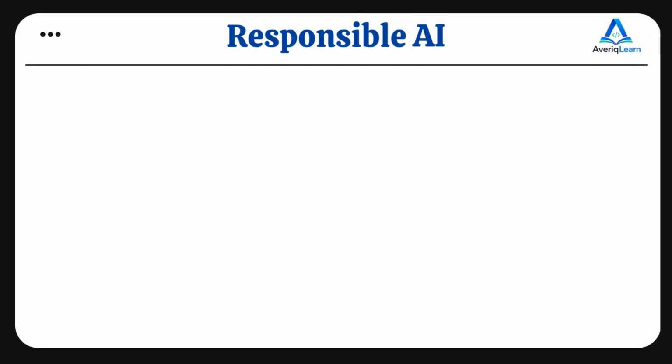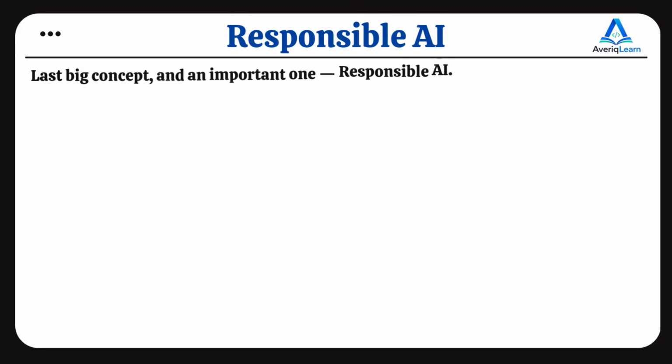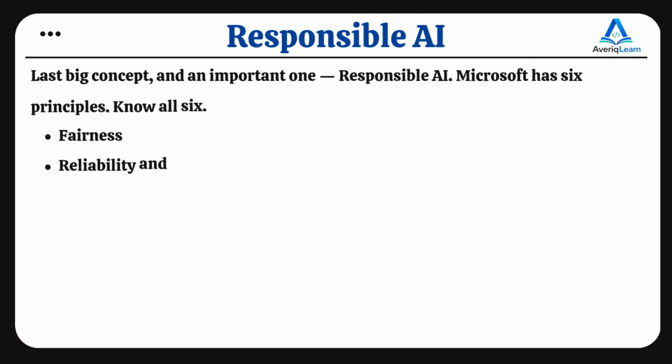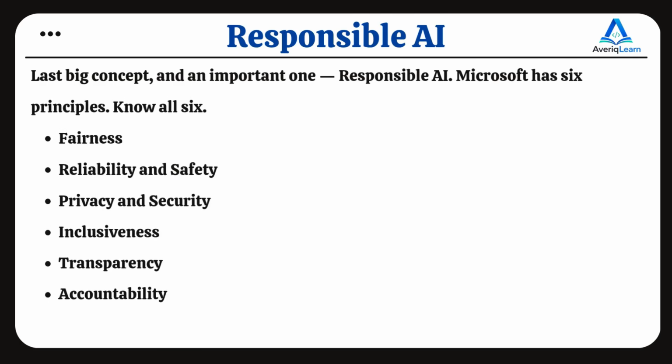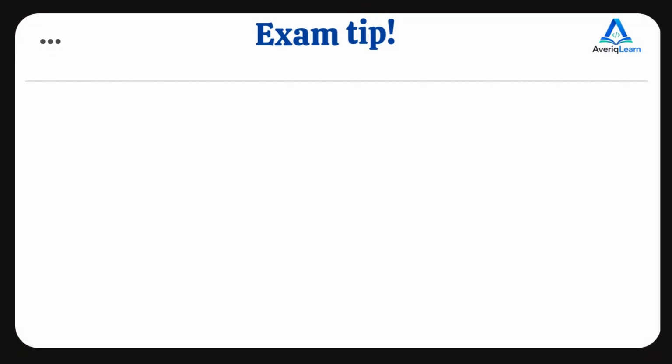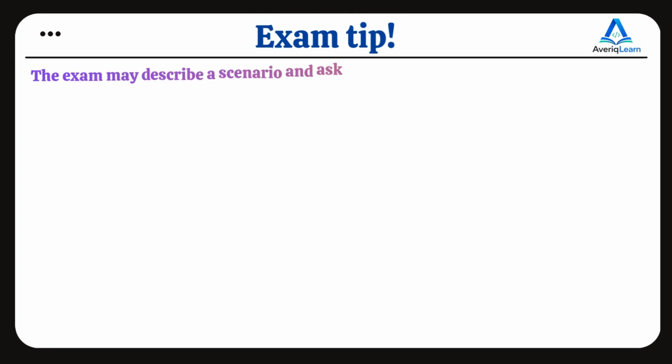Last big concept, and an important one, responsible AI. Microsoft has 6 principles. Know all 6. Fairness, reliability and safety, privacy and security, inclusiveness, transparency, and accountability. Exam tip: the exam may describe a scenario and ask which responsible AI principle it relates to.